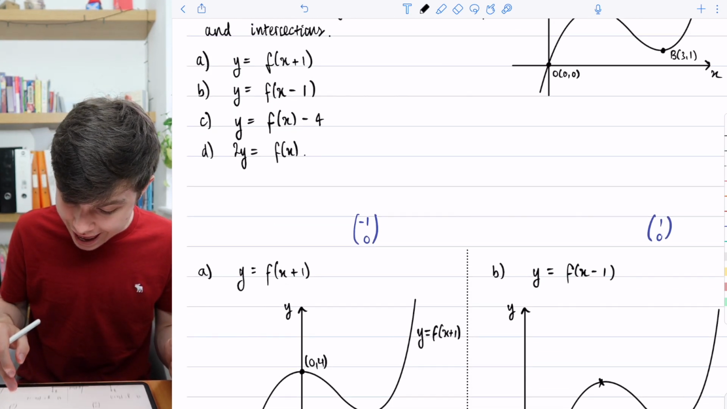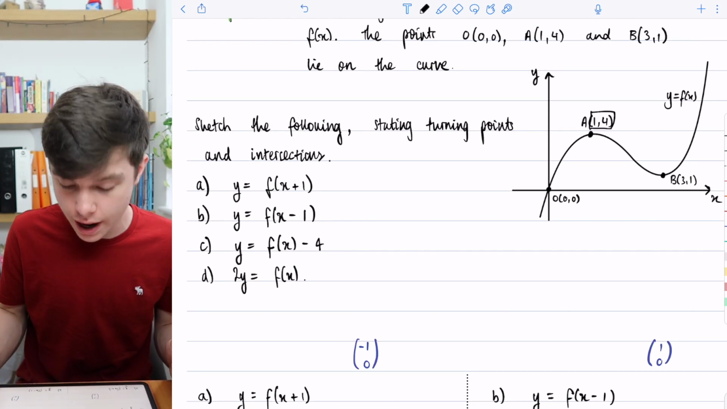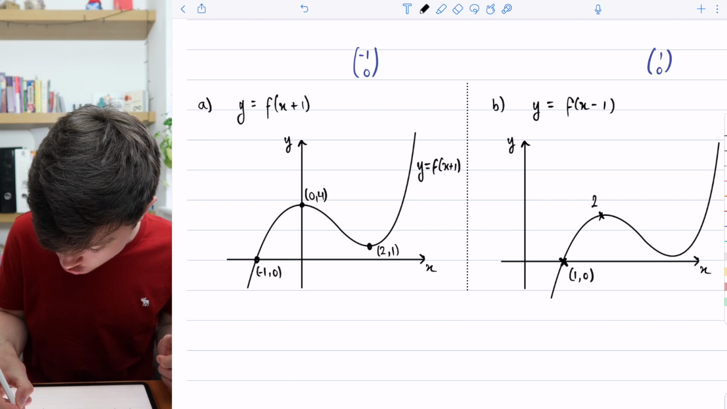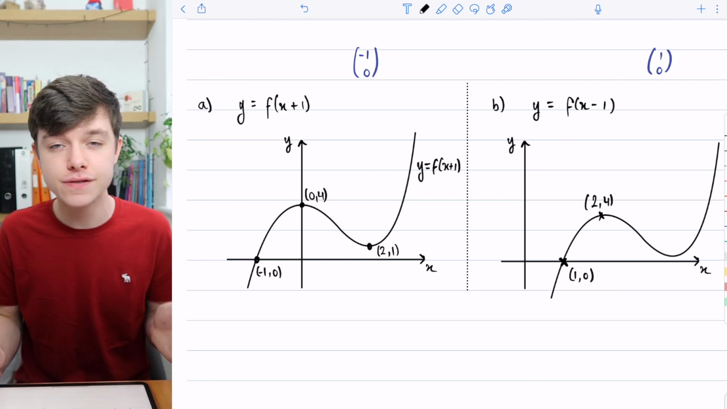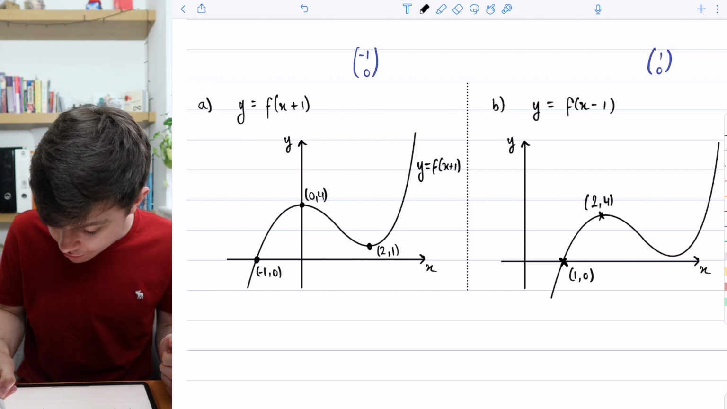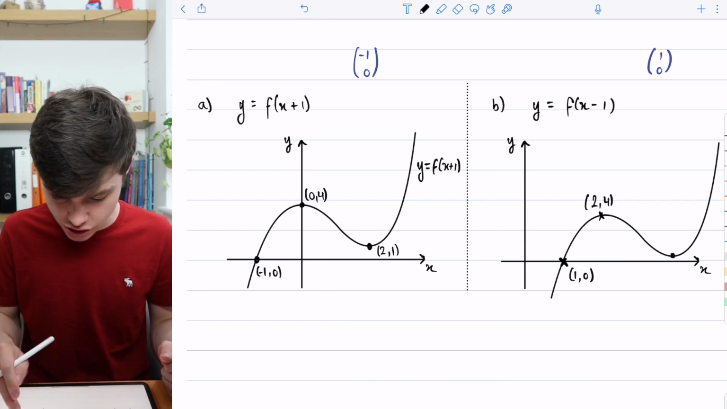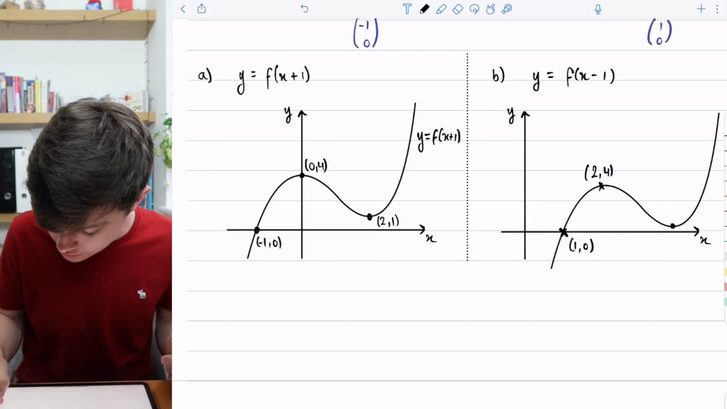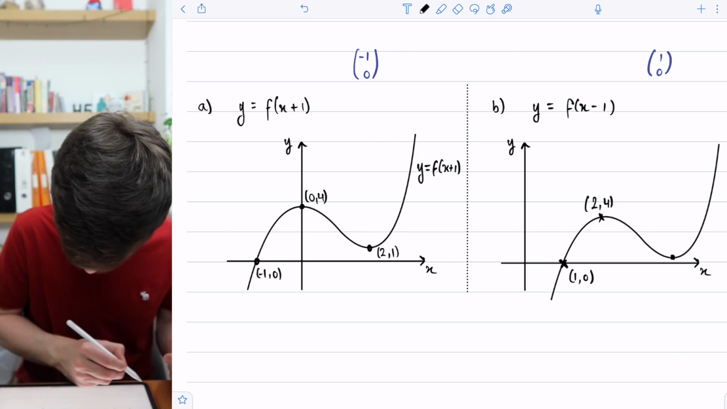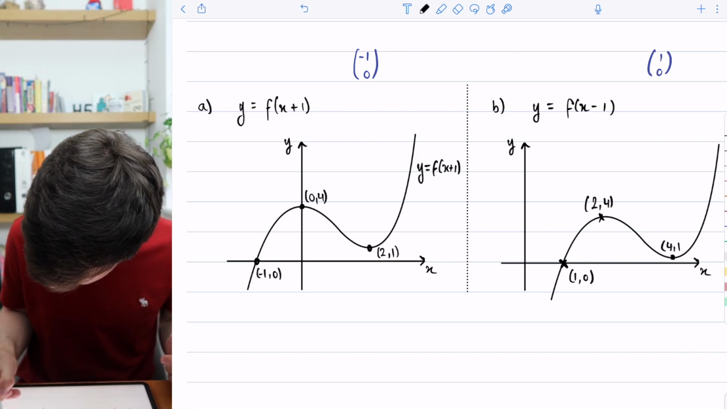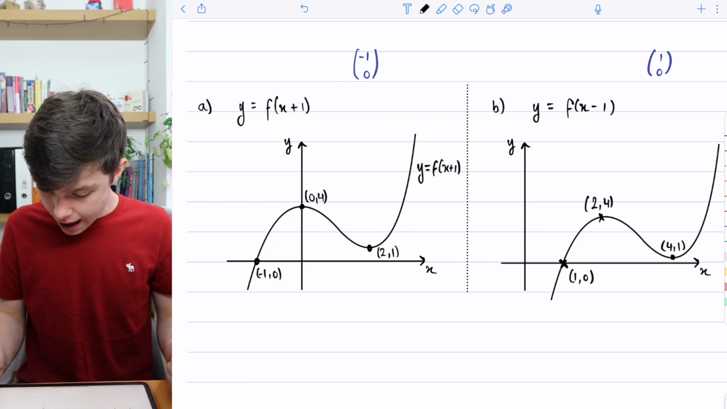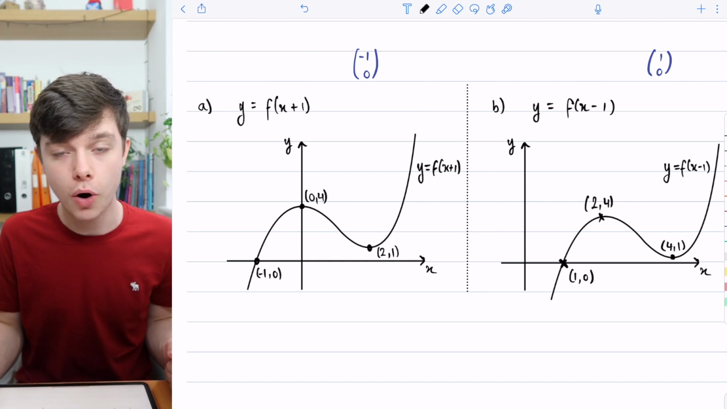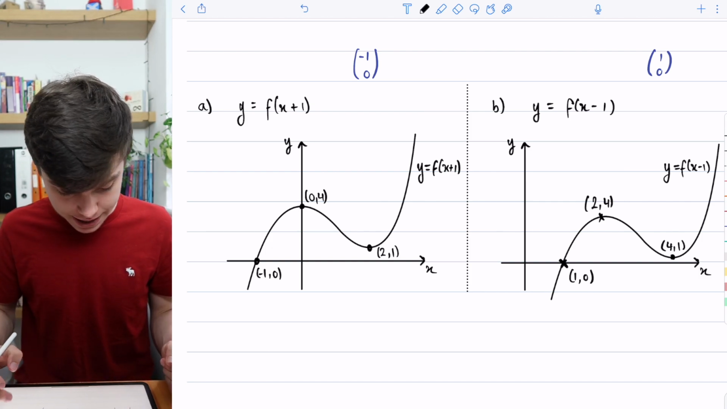This was point A, which is 1, 4. Okay, but we've moved that point now 1 to the right, so it's going to become 2, 4. Okay, our x values become 1 larger. And this point here was B, which was 3, 1, but the x values become 1 larger. So it's now going to become, and I'll just write it here, 4, 1. Okay, and then I can write that on there, that's the graph of y is f of x minus 1. Okay, so that is part B.